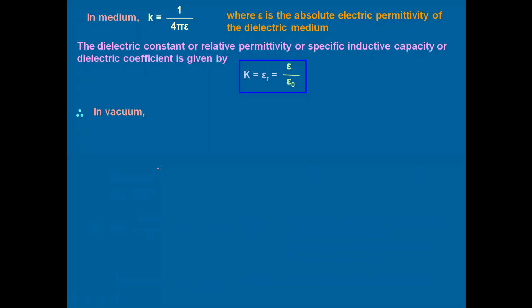So for force in vacuum, the formula is 1 by 4 pi epsilon 0 Q1 Q2 by r square, whereas in a medium the formula becomes 1 by 4 pi epsilon 0 epsilon r, because by using this formula epsilon is equal to epsilon 0 into epsilon r. So epsilon 0 epsilon r Q1 Q2 by r square.